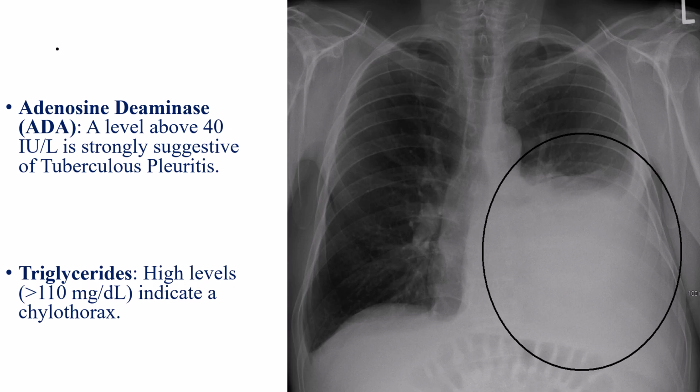In addition, we can do special tests which are optional but not essential, such as adenosine deaminase. Adenosine deaminase above 40 is strongly suggestive of tuberculous pleurisy, whereas triglycerides greater than 110 indicate a chylothorax.